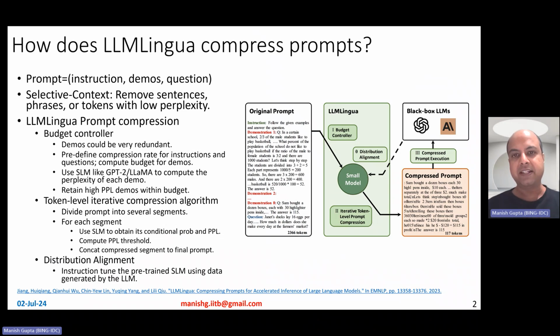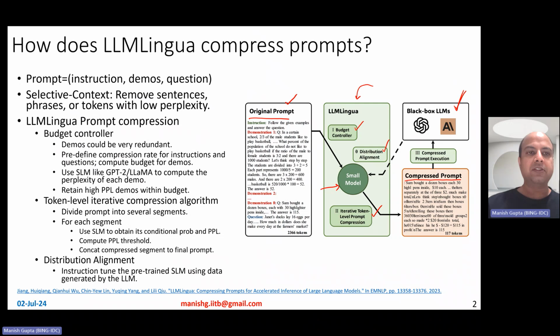Okay, so what you see on the right side are these original prompts, and then you see this LLMLingua box. It's basically going to use some large language model. But then to use that large language model, rather than using this original prompt, it gives this compressed prompt, which is used to get responses from the large language models. Now, to be able to do this, LLMLingua actually consists of three different components: budget controller, iterative token level prompt compression, and also distribution alignment. And I'll talk about those three components in detail on this slide. Of course, it also makes use of some small language model.